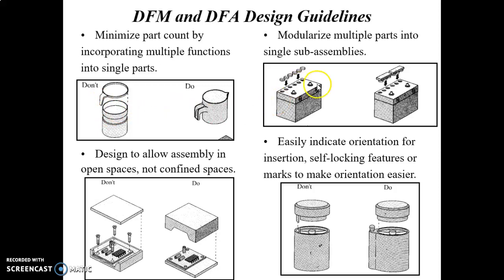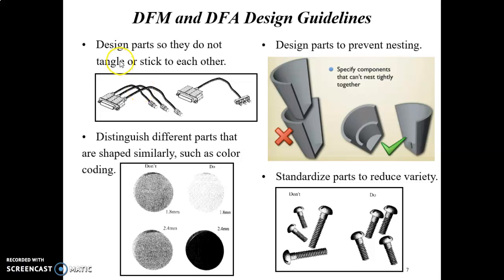Alright, secondly, modularize multiple parts into single sub-assemblies, designed to allow assembly in open spaces, not confined spaces. And the fourth one is to easily indicate orientation for insertion, with self-locking features or marks to make orientation easier. So in this part, the part should have self-locking features so that precise alignment during assembly is not required. Or we can provide marks or indentations to make orientation easier. Okay, next, we should design parts so they do not tangle or stick to each other, just like in this figure.